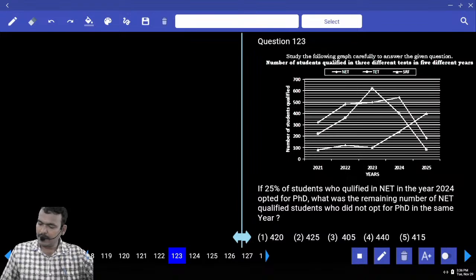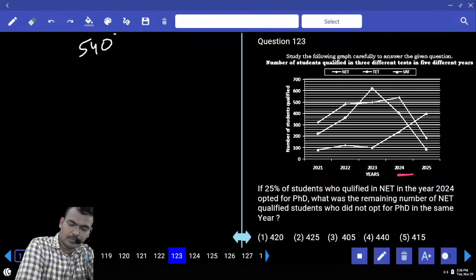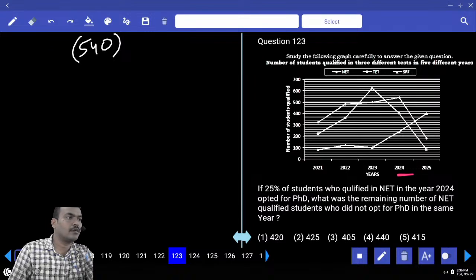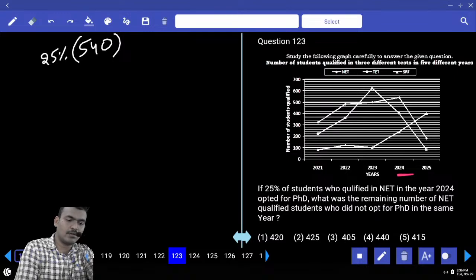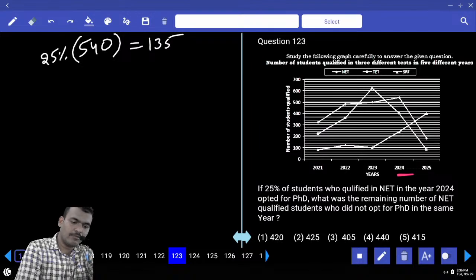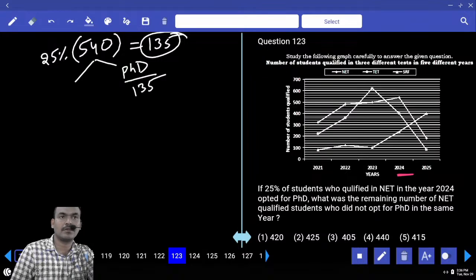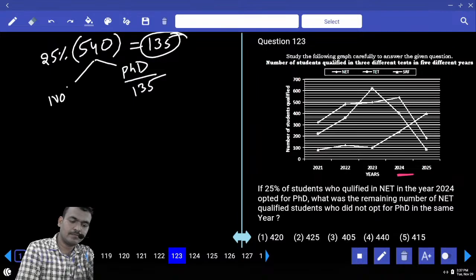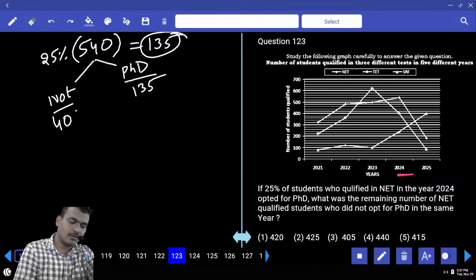First, what is the 2024 NET value? 540. Out of 540, how much percent opted for PhD? 25%. 25% of which one? 540. What is 25% of 540? 135 or not? Out of 540, 135 opted for PhD, or not? PhD opted value is 135, so the not opted value is how much? 540 minus 135, nothing but 405 or not?